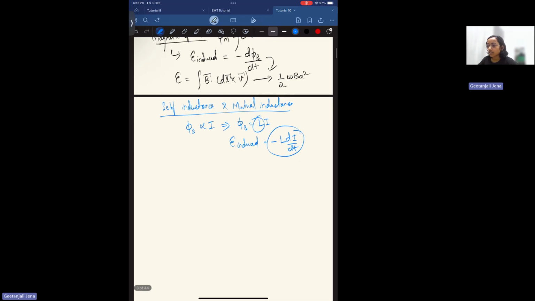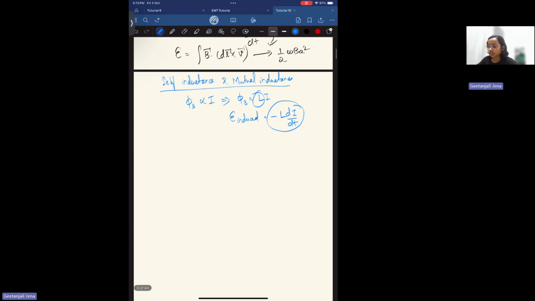And in mutual inductance, we have more than one interacting system. Because of the change in the flux in one, there will be an induced EMF in the second. Or if the flux is changing in the second, then there will be an induced EMF in the first. So to define the system, we often define mutual inductance.